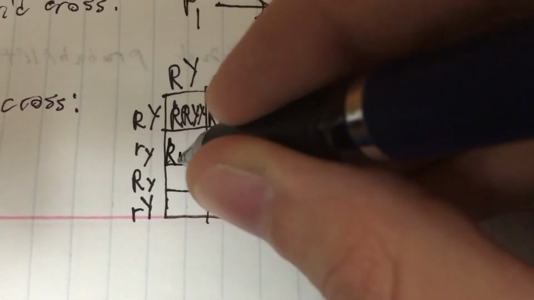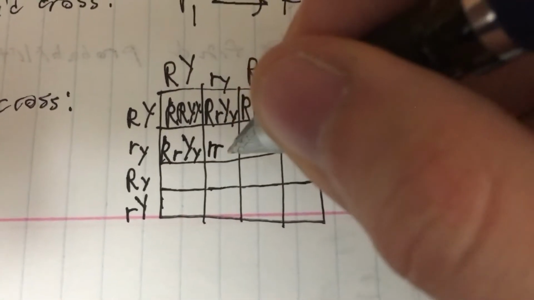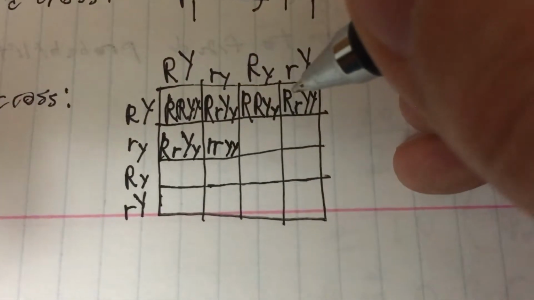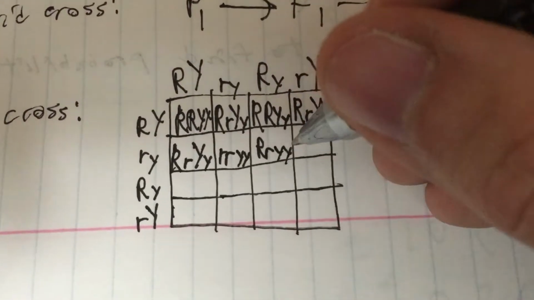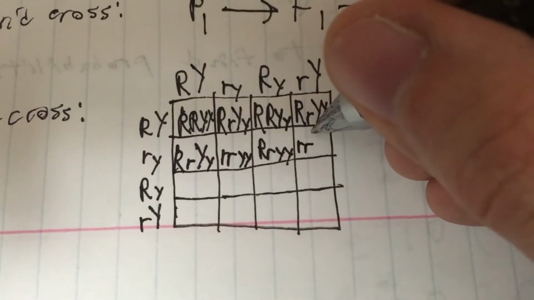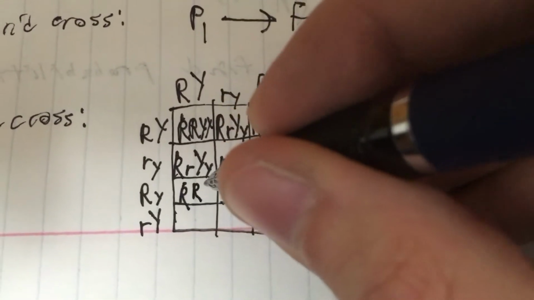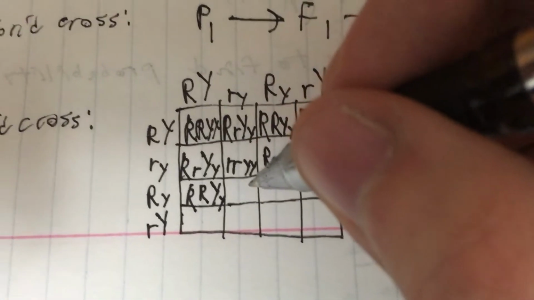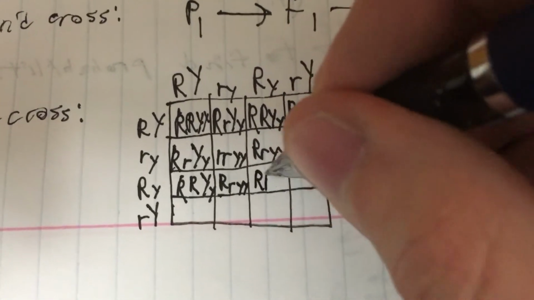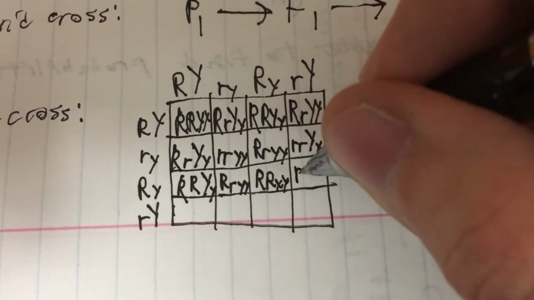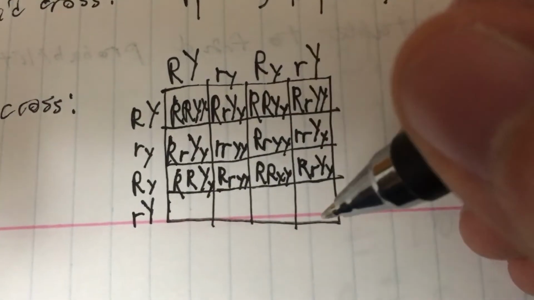Here you get round and yellow. Here you would get wrinkled and green. Here you get round and green. And here you'd get wrinkled and yellow. Round and yellow, round and green, round and green, round and yellow. This one's actually the same as this one here.